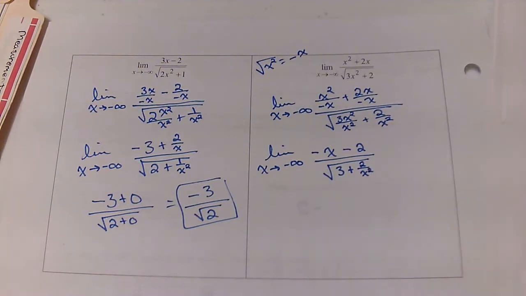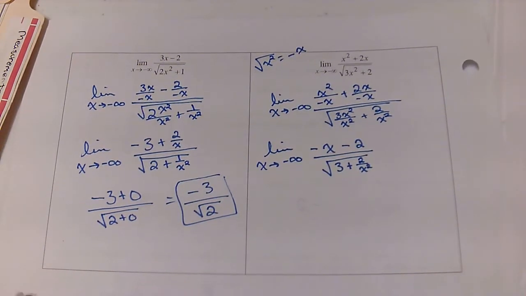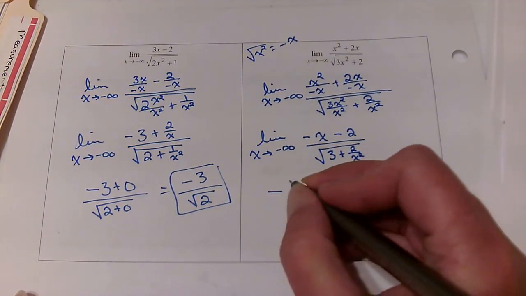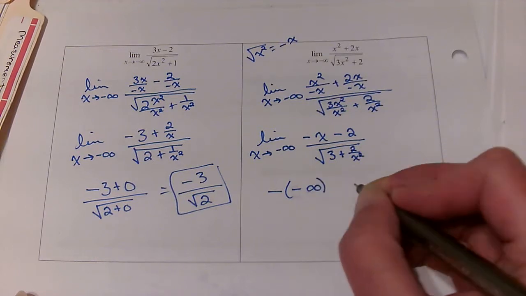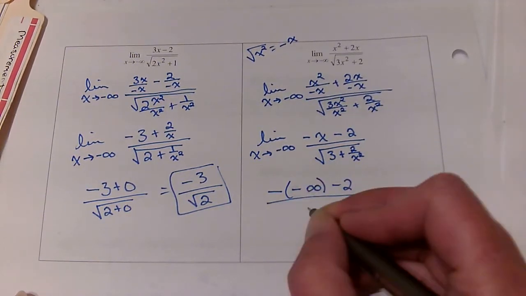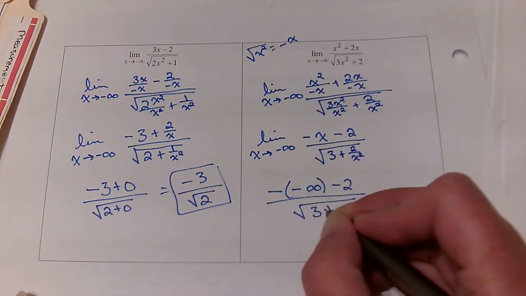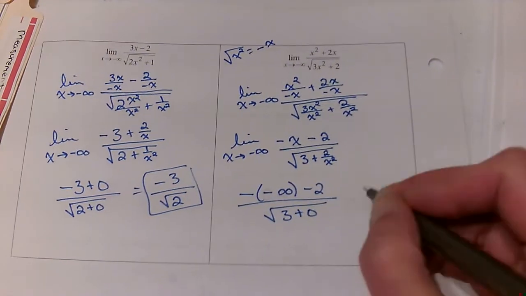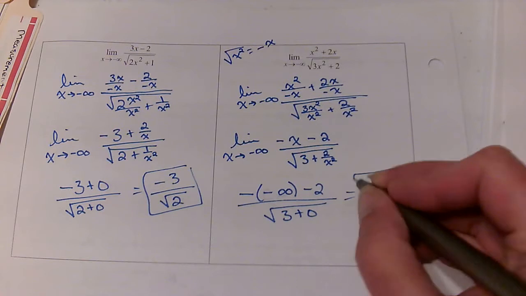Now this one was an interesting one, because what happens when I let x go to negative infinity. I'm going to have negative infinity minus 2 over the square root of 3 plus 0. So that one's basically going to go to positive infinity.